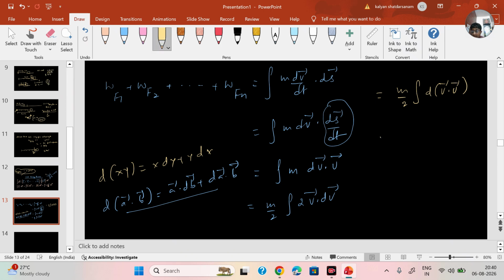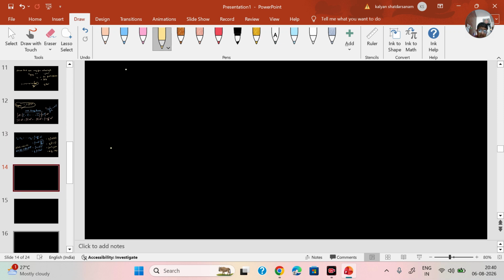Now, I can write this as m by 2. Integral and differentiation are reverse operations. So they can kind of offset or nullify each other. Whatever remains must be evaluated at endpoints. What remains? V square remains. If you substitute endpoints, v square minus u square, final velocity square minus initial velocity square, which is half mv square minus half mu square. Half mv square is final kinetic energy, half mu square is initial kinetic energy. So kinetic energy is defined as half mv square.